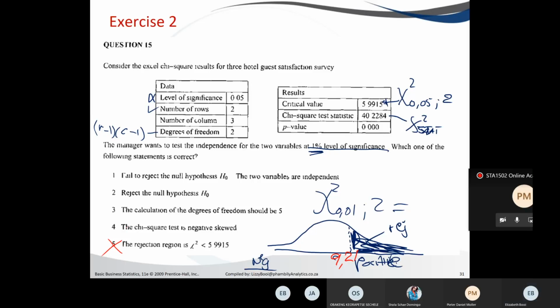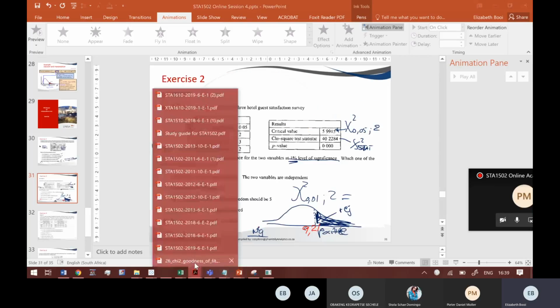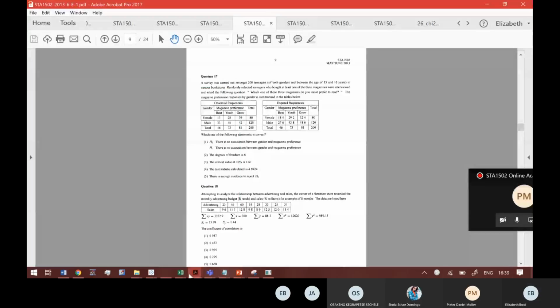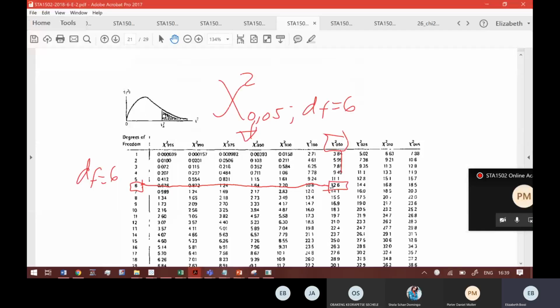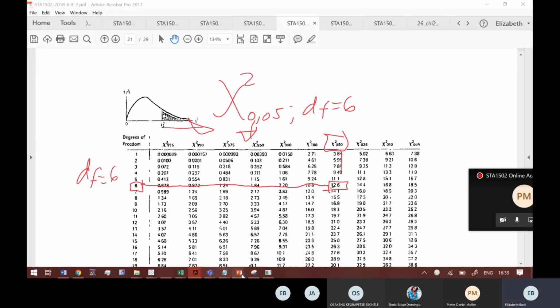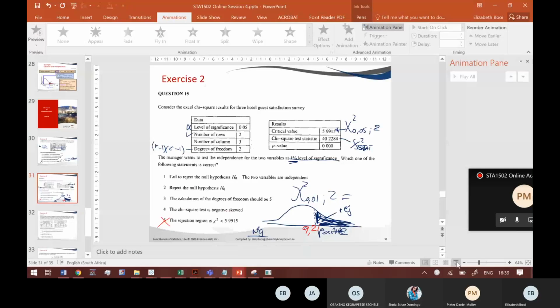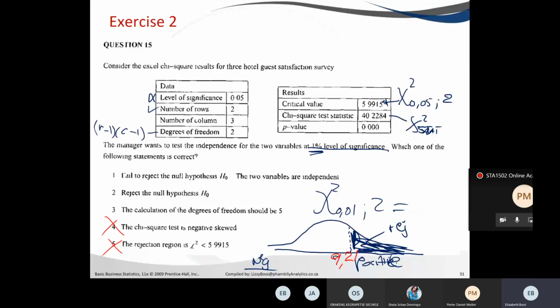Number 4, the chi-square test statistic is negatively skewed. Does this look negatively skewed? If you're not sure about the distribution of the chi-square, you can look at the picture from your table. If we look at this picture, it shows you that this is positively skewed. So number 4 is also not correct.